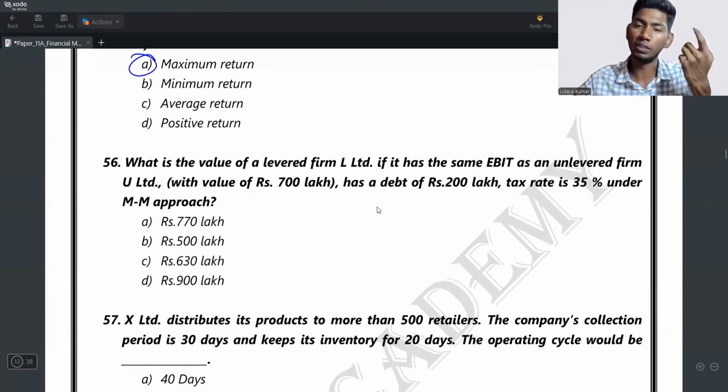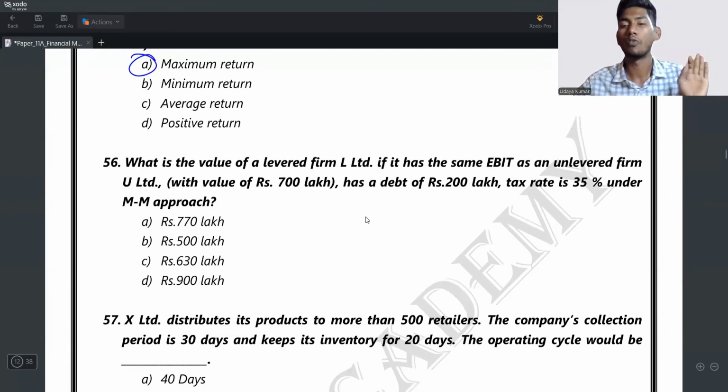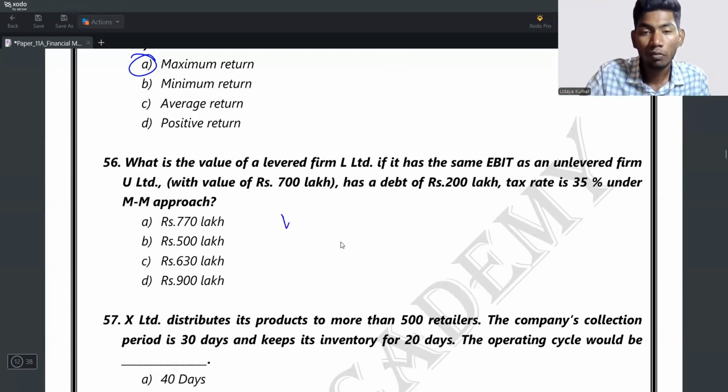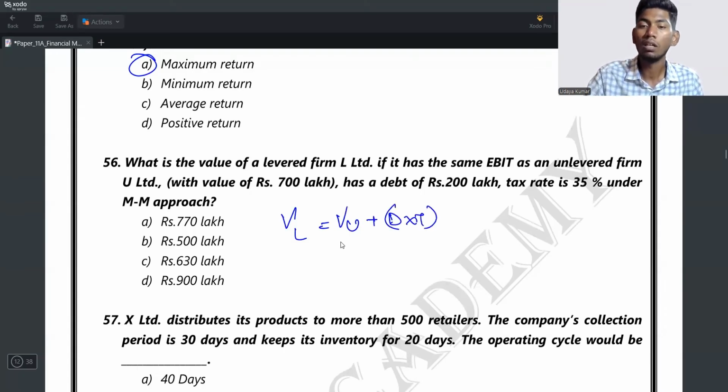So with the value of rupees 700 lakh and a debt of rupees 200 lakh, tax rate is 35%, under the Modigliani-Miller approach. What information is given in the question? He's asking us to find the value of the levered firm. Value of levered firm is equal to value of unlevered firm plus debt into tax rate. As per the Modigliani-Miller approach, this is the formula we have learned.